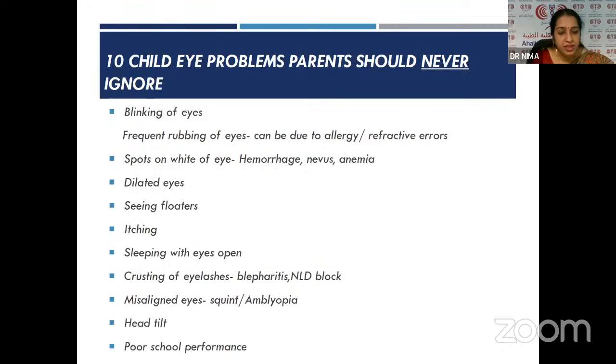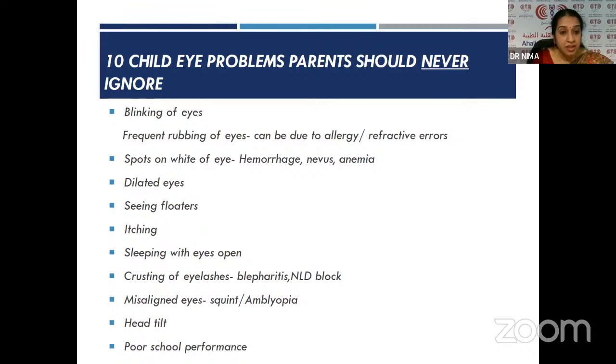So what are the childhood eye problems parents should never ignore? One is frequent blinking of the eye. If you notice your child is blinking frequently or rubbing his eyes, it can be due to an allergy or a refractive error. The child may not be seeing properly, and in his attempt to see clearly, he may be blinking or rubbing his eyes, thinking that rubbing may improve his vision.